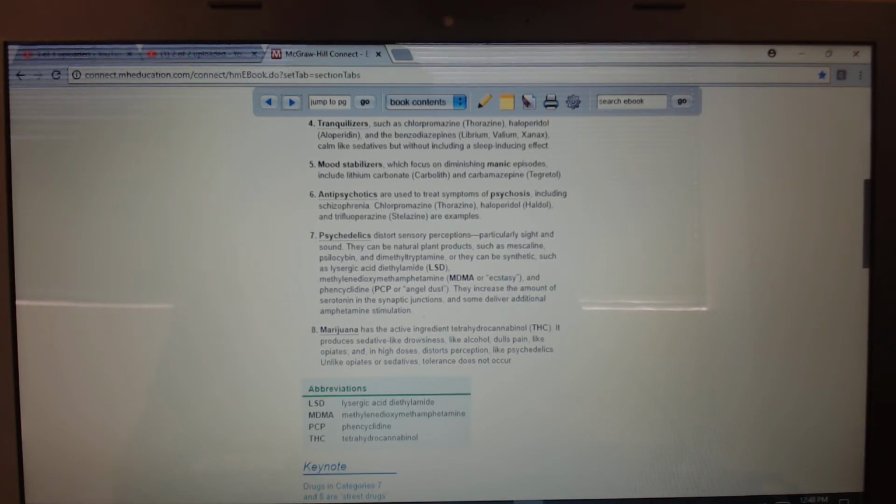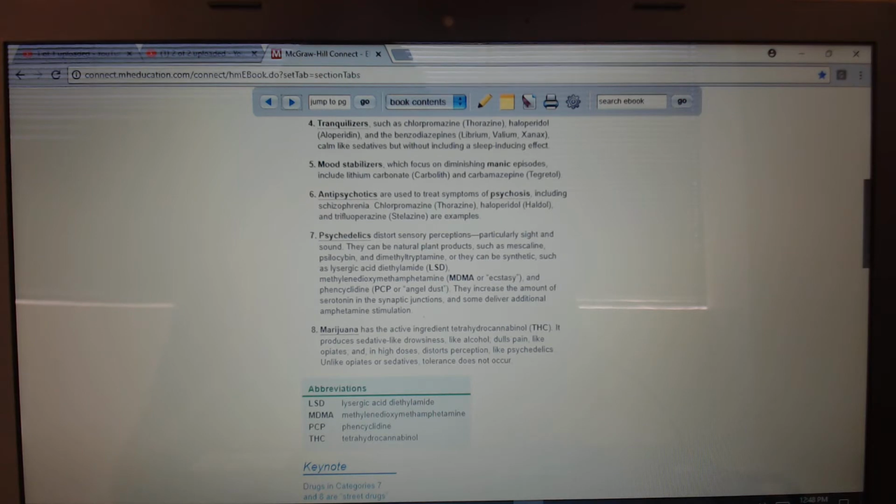Methylenedioxymethamphetamine, MDMA or ecstasy, and phencyclidine or PCP or angel dust. They increase the amount of serotonin in the synaptic junctions, and some deliver additional amphetamine stimulation.